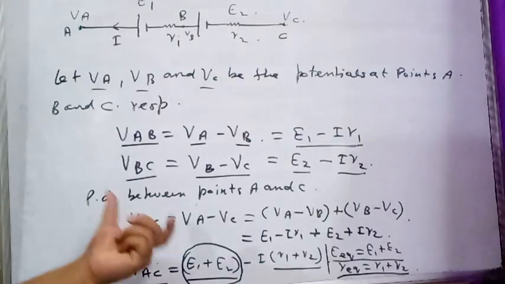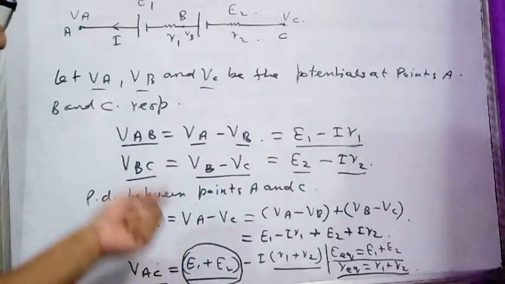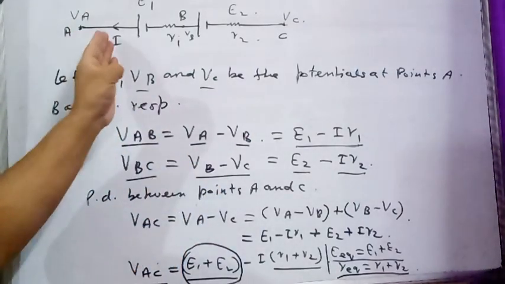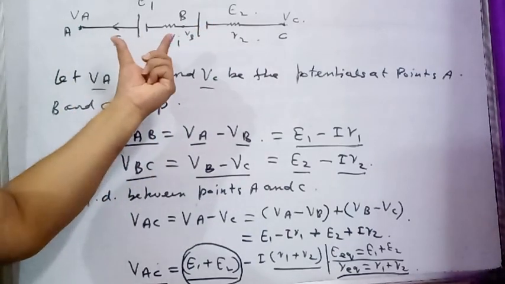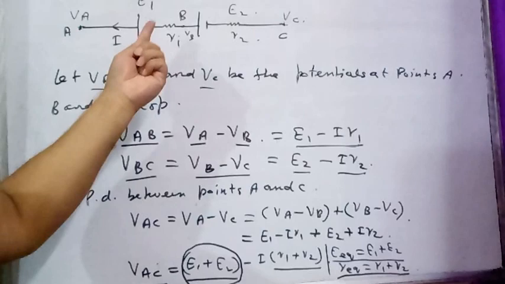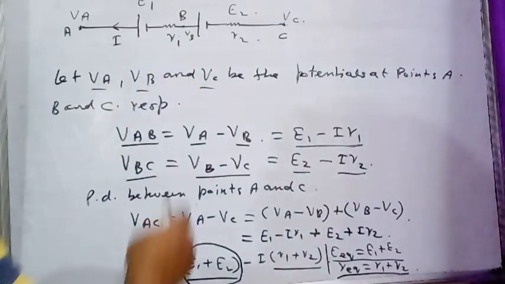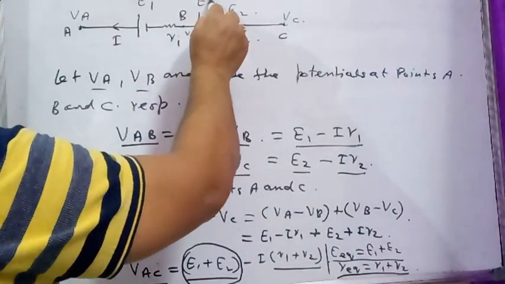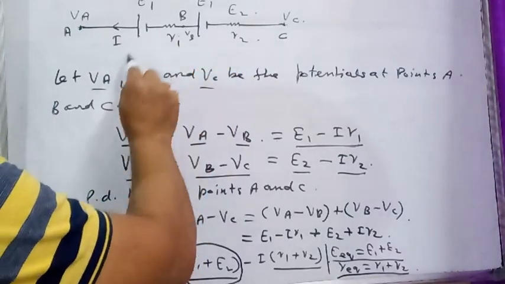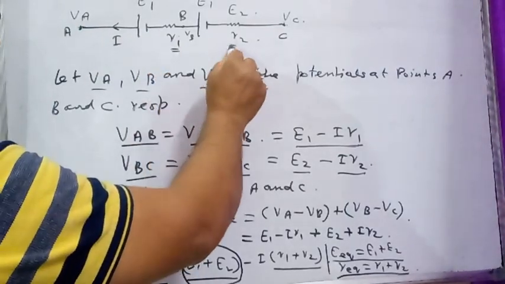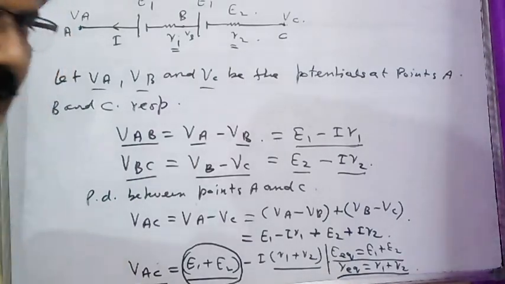So if two cells of different EMF and different internal resistance are connected in series, the equivalent EMF in the circuit is going to be the sum of the individual EMF of the cells, that is E1 plus E2, and total internal resistance of the cells is going to be the sum of their internal resistances, that is R1 plus R2.